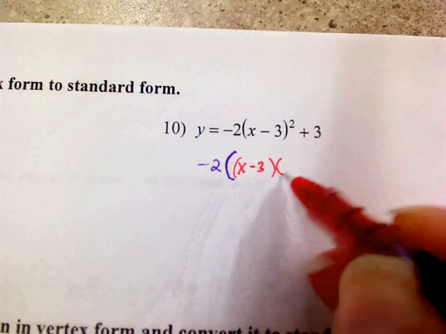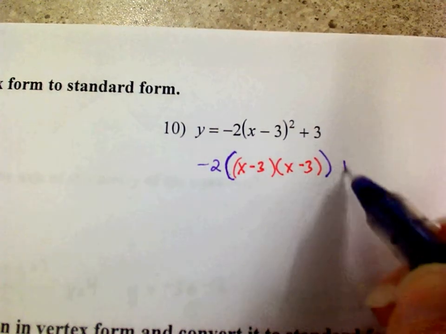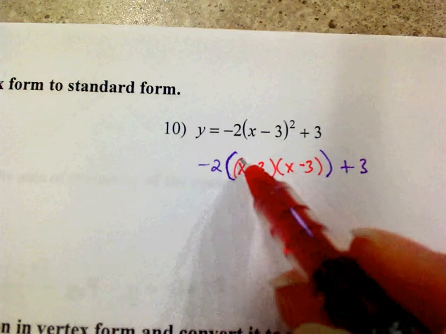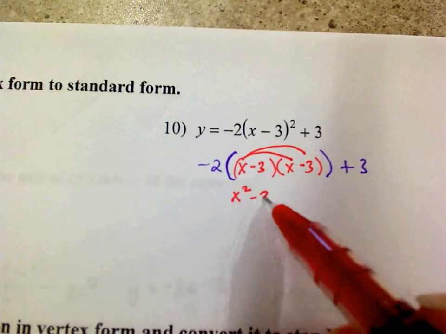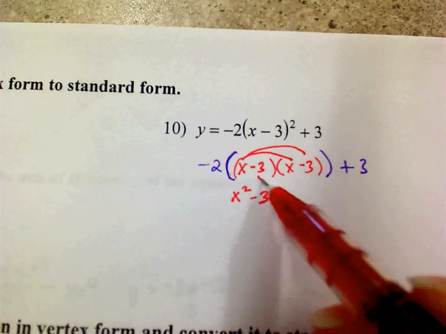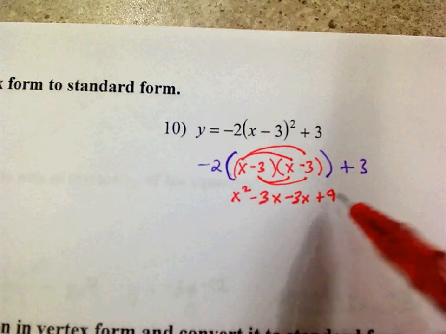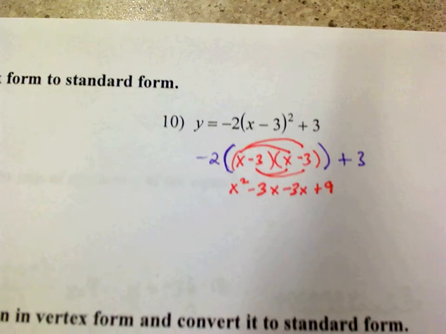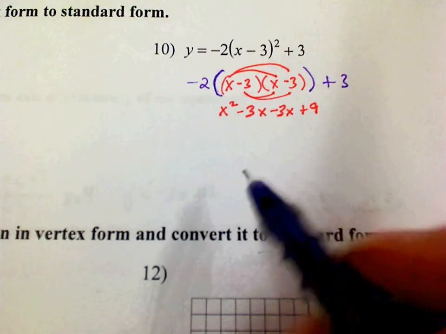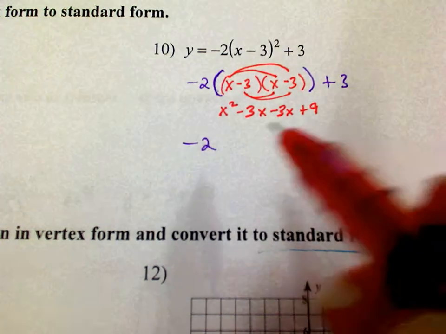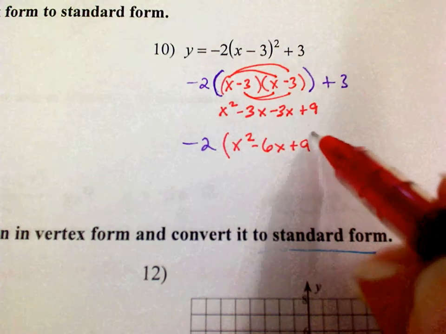Now, you may be quick at doing this, but I'm going to go ahead and work it out just for everyone else, okay? What's x times x? And then x times negative 3. Now I distribute the negative 3. Negative 3 times x is negative 3x, and negative 3 times negative 3 is positive 9. Can you combine the negative 3 x's to what? So I've really got negative 2 times x squared minus 6x plus 9, and then plus 3.